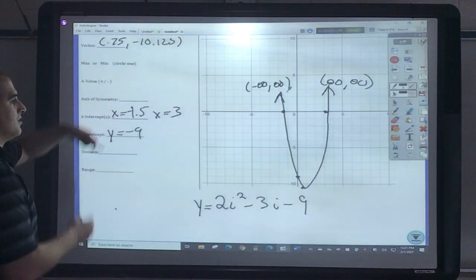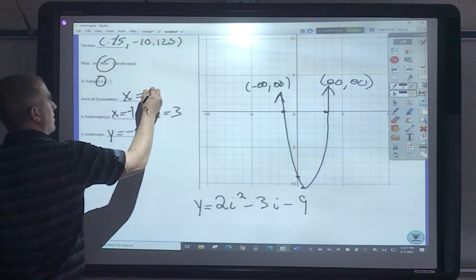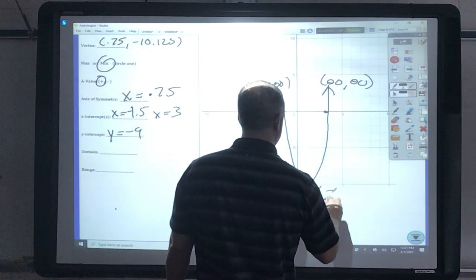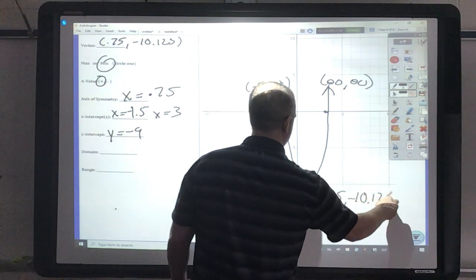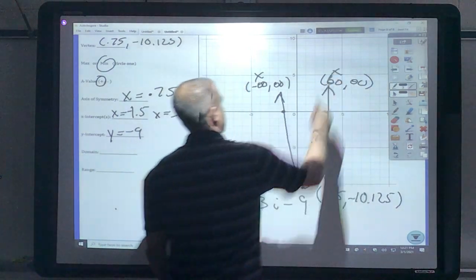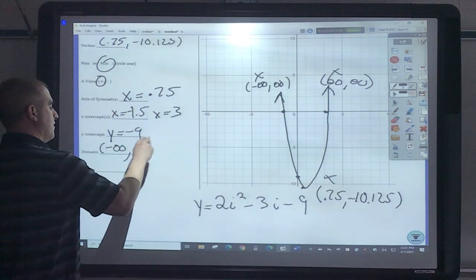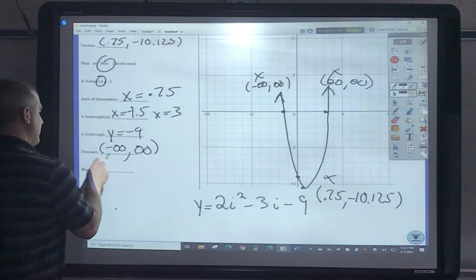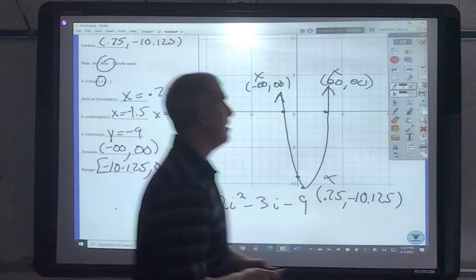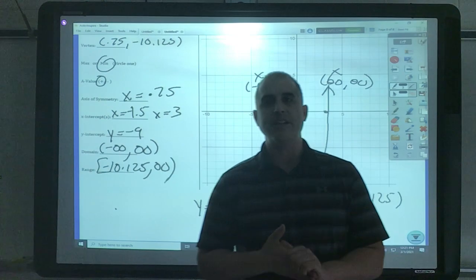Let's answer some more of these questions. This is a minimum. You can see this number is positive there. The vertex is 0.75, negative 10.125. Smallest x value is negative infinity, and the biggest x value of those would be positive. My range, my smallest of the y values would be negative 10.125. And my biggest would be infinity. Okay. So that is the first lesson on graphing, and finding characteristics of quadratics.